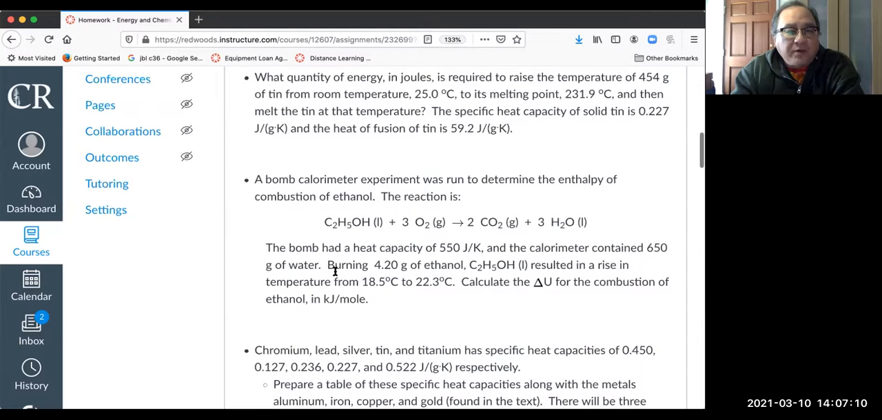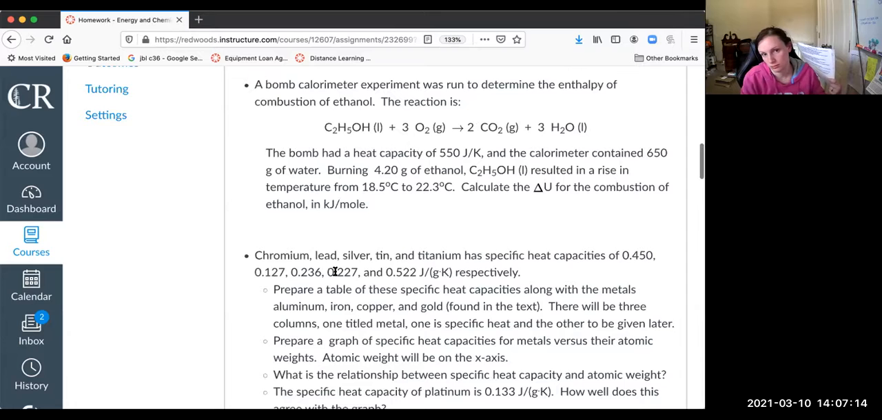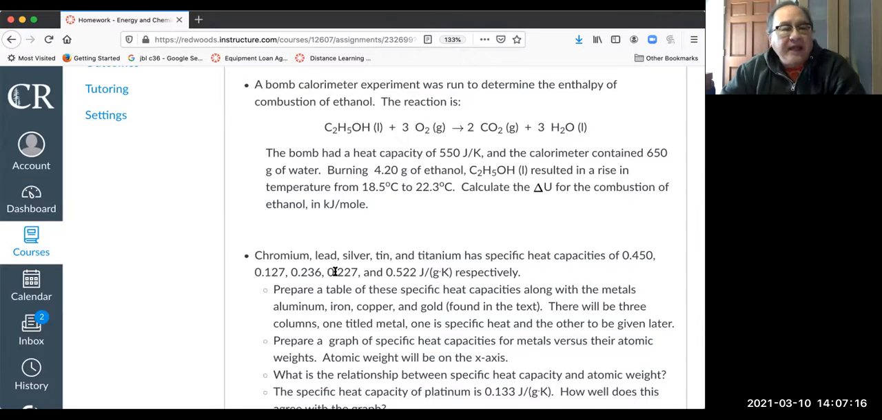This is the bomb calorimeter one, right? Yeah. Okay, so a bomb calorimeter was run to determine the enthalpy of combustion of ethanol. So this is one of those ones where the reaction produces heat. The bomb had a specific heat capacity of 550 joules. The calorimeter contained 650 grams of water, and so on.